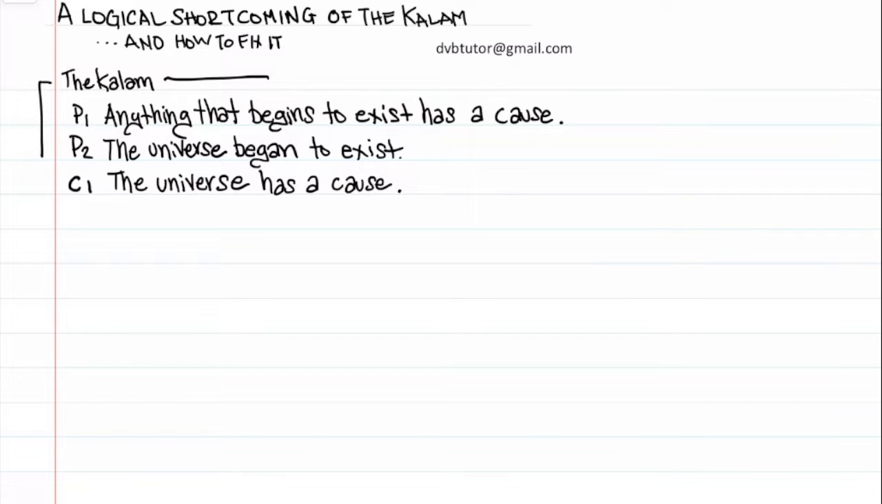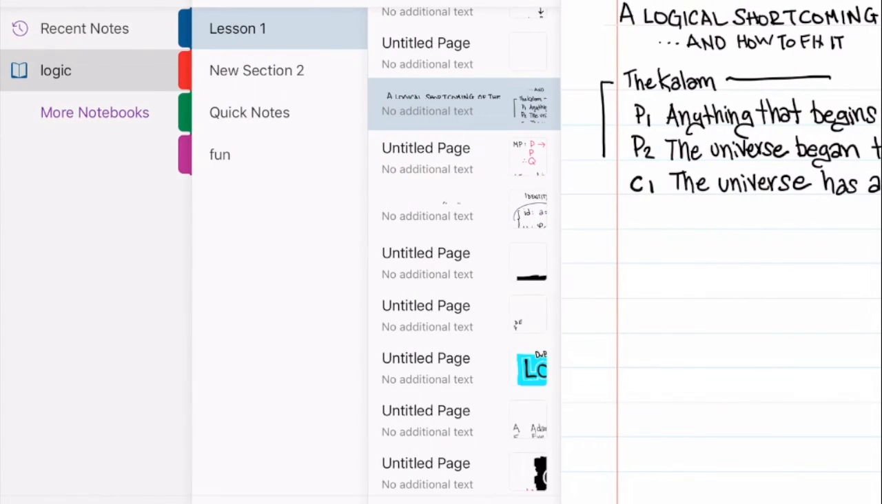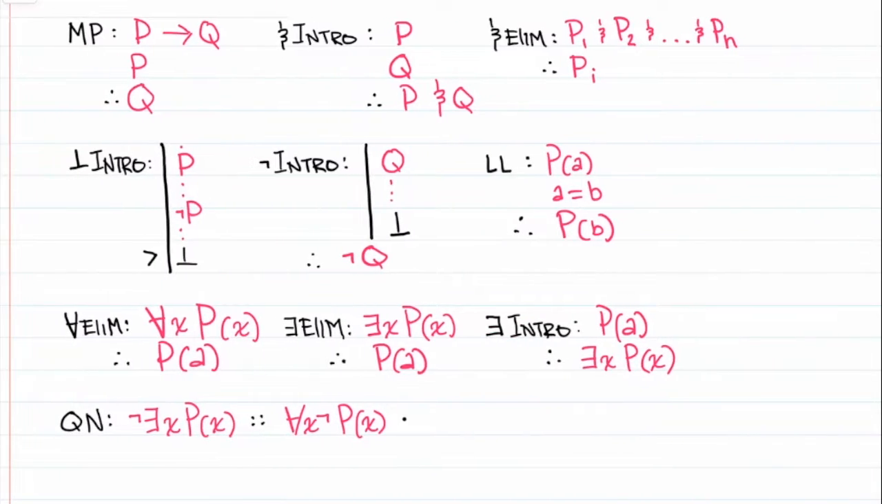Today we're going to talk about a logical shortcoming of Craig's Kalam argument, the pure version of it, and what we can do to fix it. Throughout this video, I'll be using these inference rules. If you've had a class on logic, they should be familiar, at least if you've taken a class that covers predicate logic. Some unusual ones would be contradiction introduction.